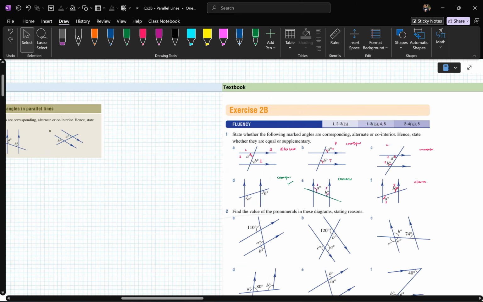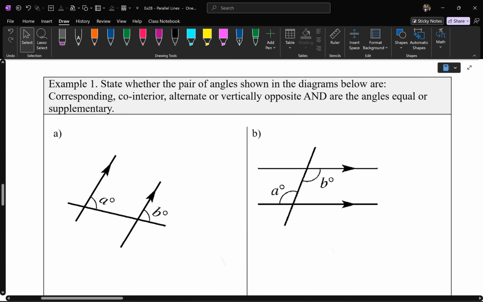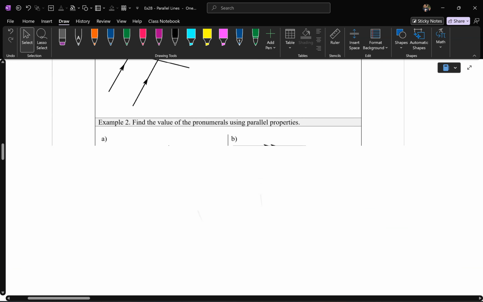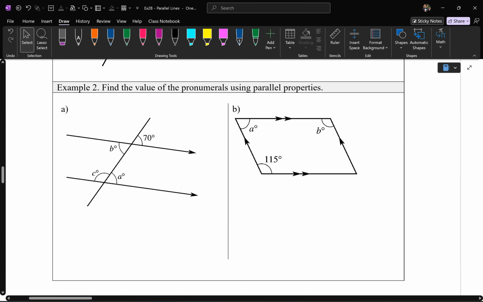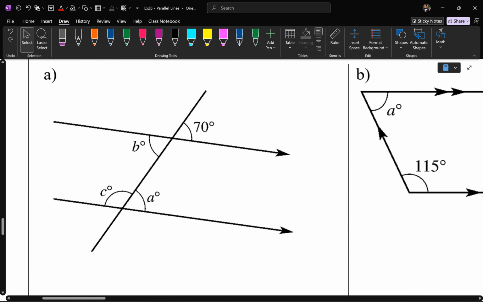Excellent. Now, let's go back to our notes. Now that you can identify, flip over the next page. We're going to do the problems together. So you have to first be able to identify, and then you can then solve. Okay, so here we go.